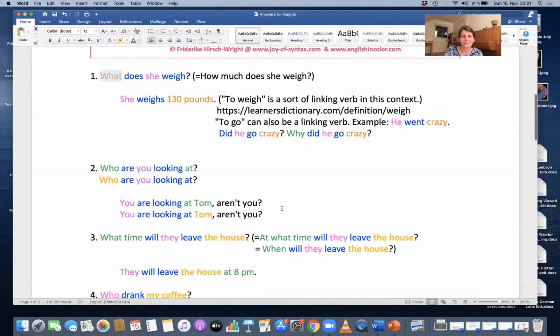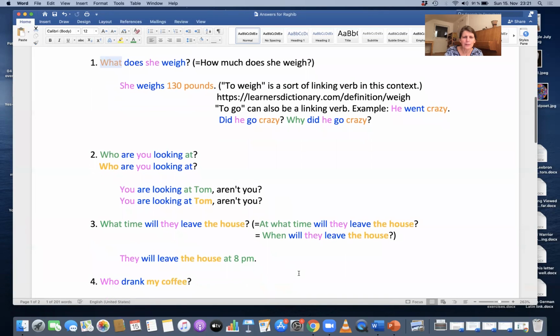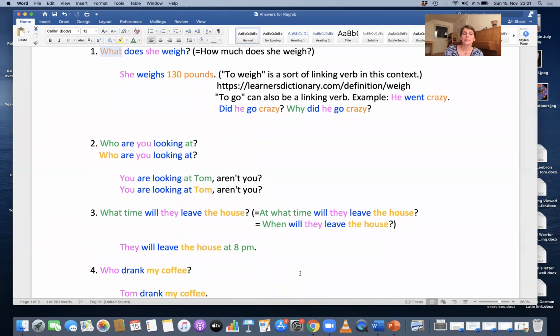Both are correct. What time will they leave the house? We could also ask, at what time will they leave the house, or when will they leave the house? The statement form is, they will leave the house at 8 o'clock. They is the subject, will leave is the verb in the will future tense. The house is the object, and at 8 p.m. is a prepositional phrase functioning as adverbial. So the clause element is an adverbial.